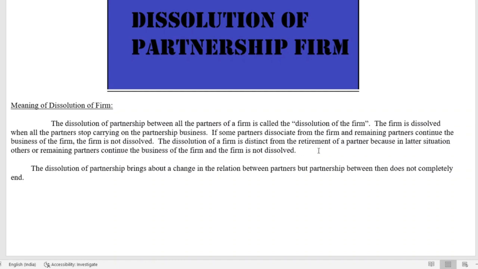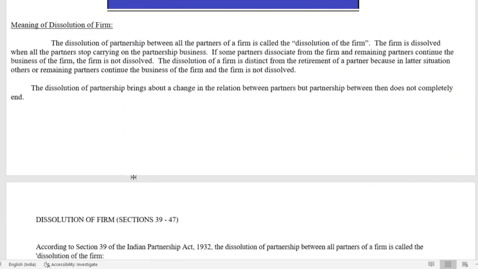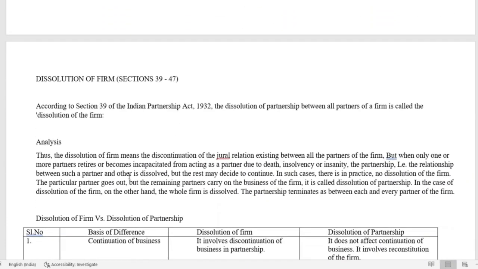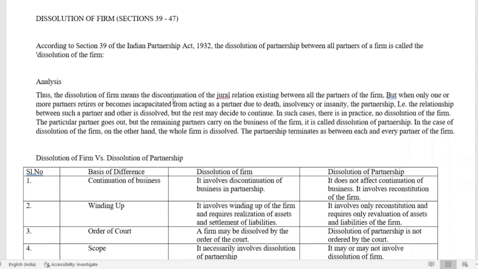The dissolution of a firm is distinct from the retirement of a partner, because in the latter situation the remaining partners continue the business of the firm and the firm is not dissolved. So with regard to the dissolution of the firm, we can say that it is the discontinuation of the jural relation existing between all the partners of the firm. It is somewhat a sophisticated definition, which I have gathered from the chartered accountant student material. In total, the dissolution of the firm is the discontinuation of the jural relations existing between all the partners of the firm.